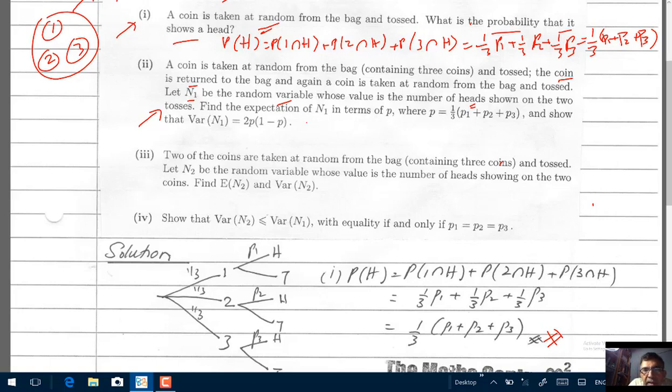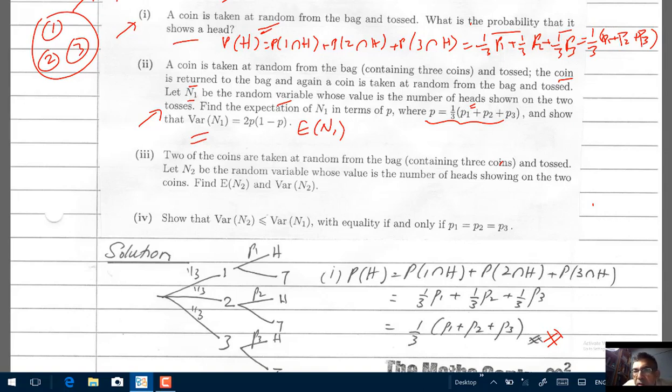You're asked to find the expected value of N1 in terms of p, where p is this thing here, 1/3 of (P1 plus P2 plus P3), and then you're asked to find the variance of N1.